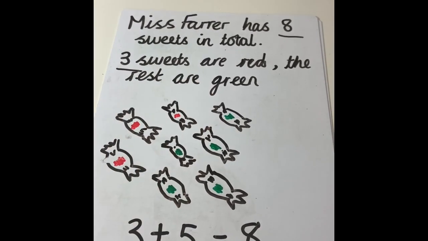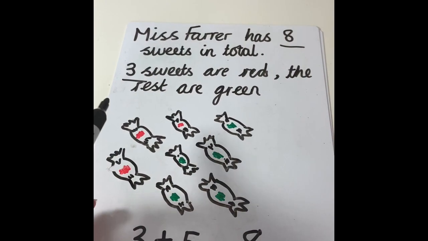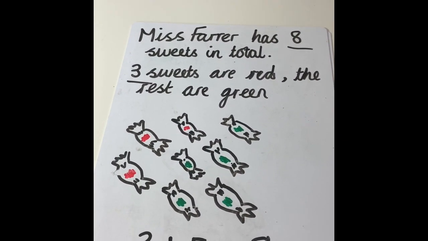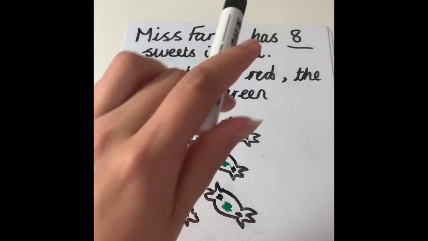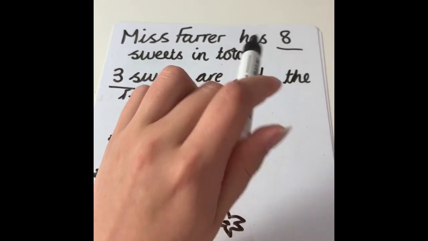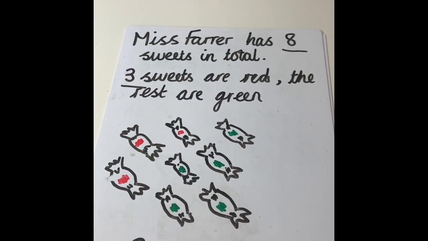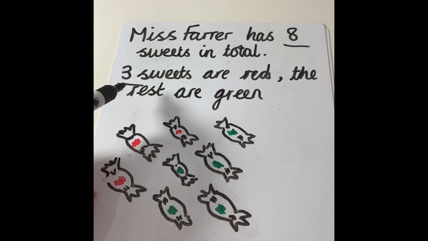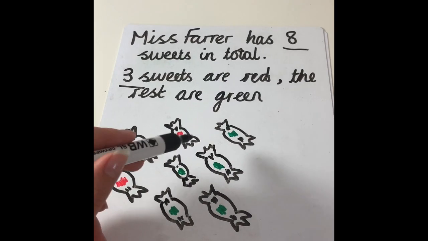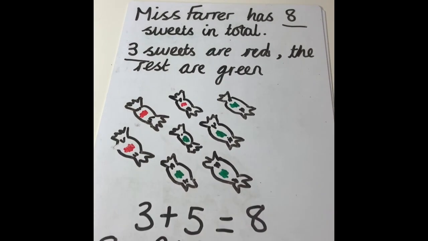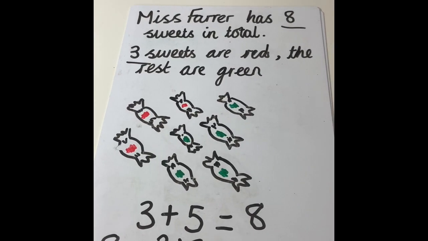First rule, underline the numbers given to you. Second of all, have they given you the total? Third rule, find your parts and then you can work out the other parts and work out the number sentence.